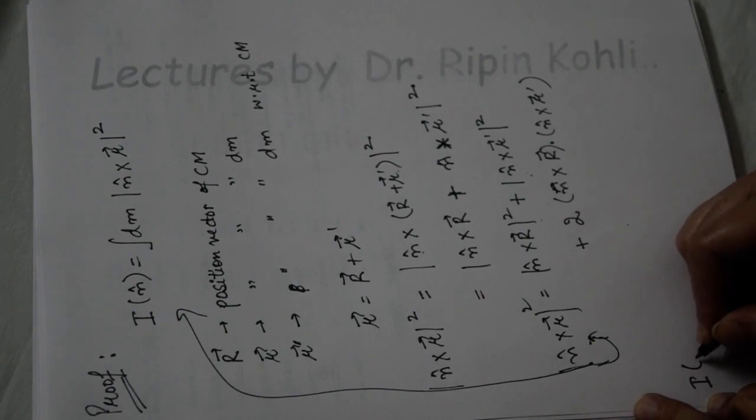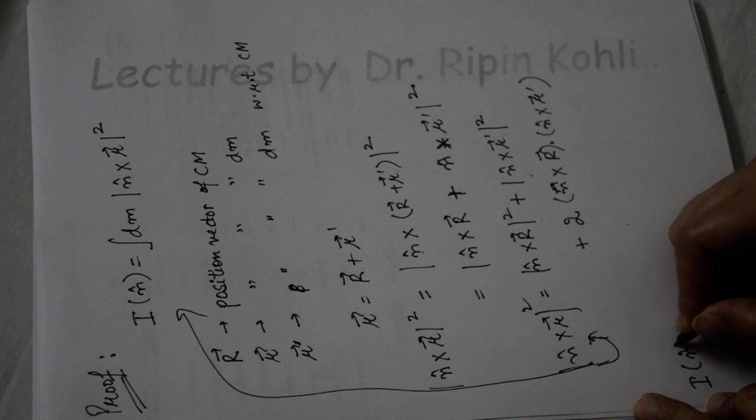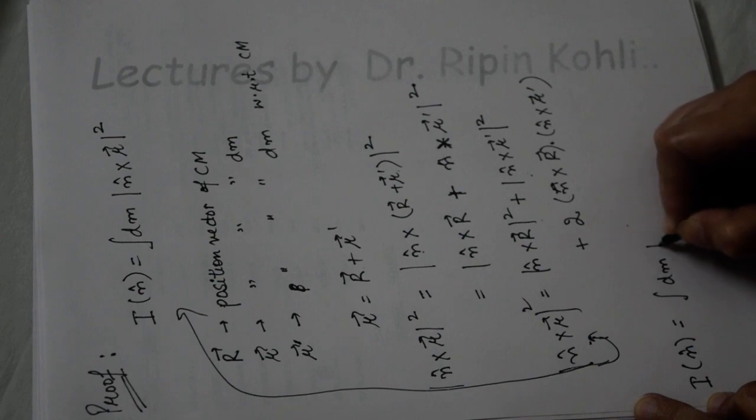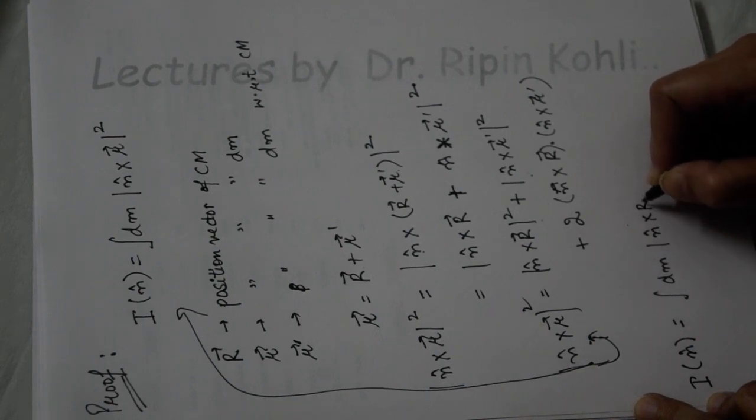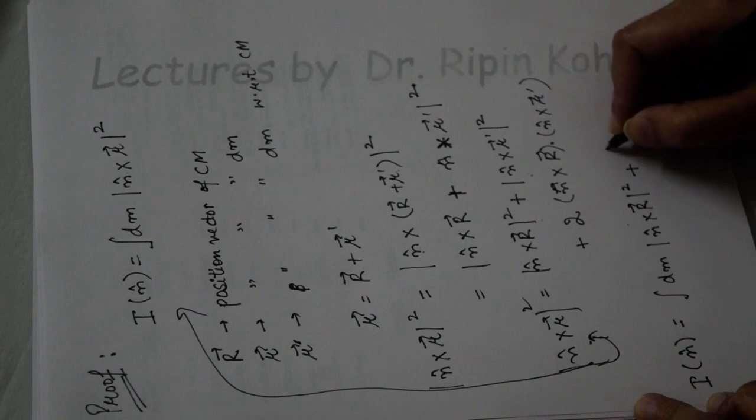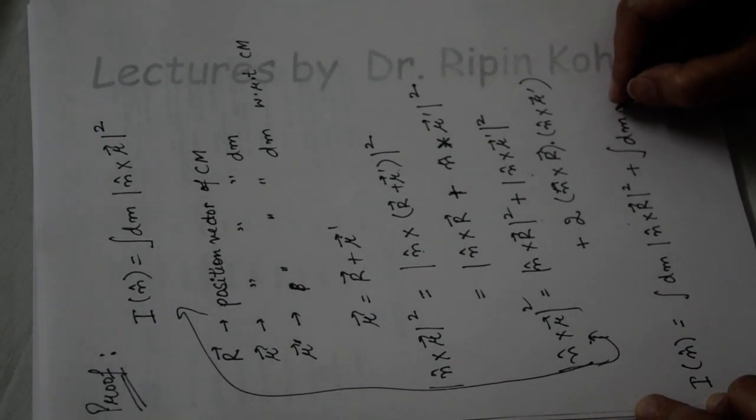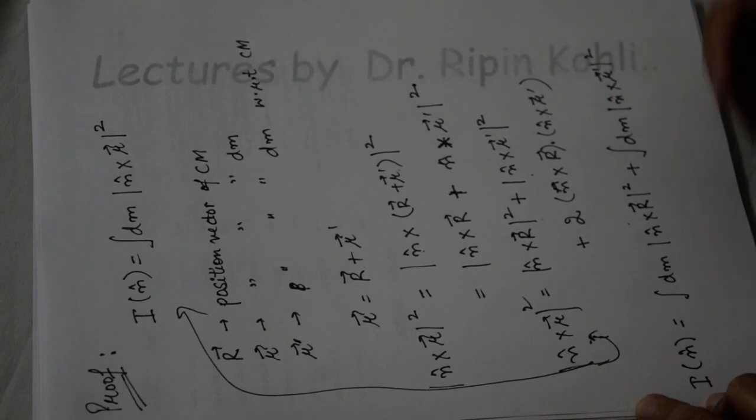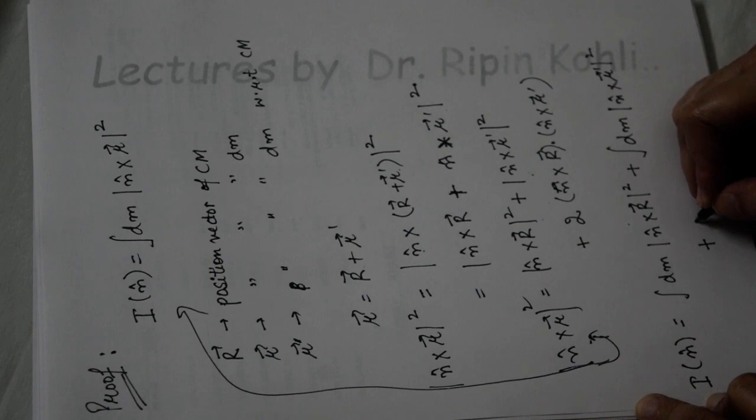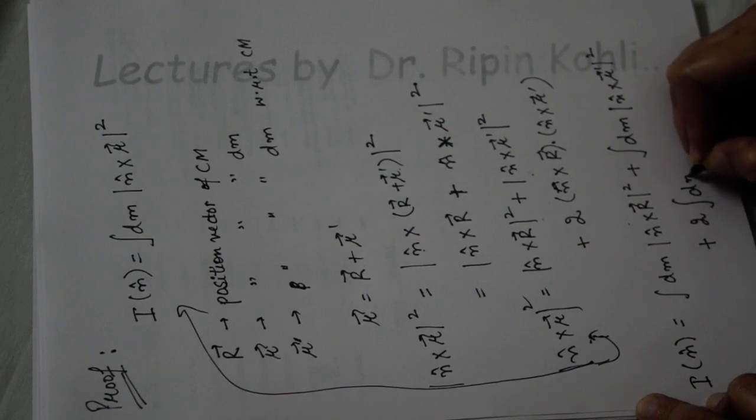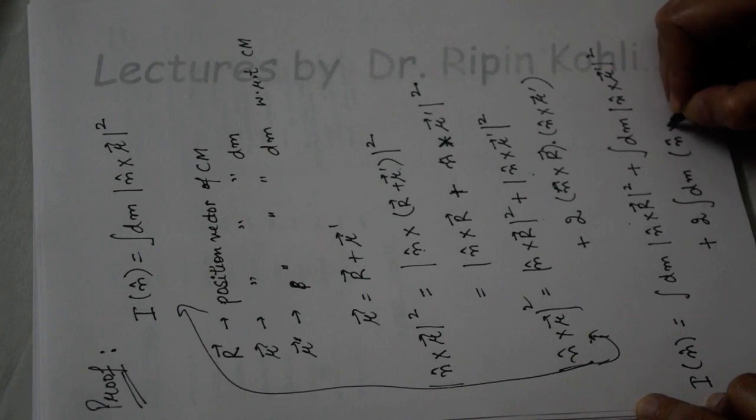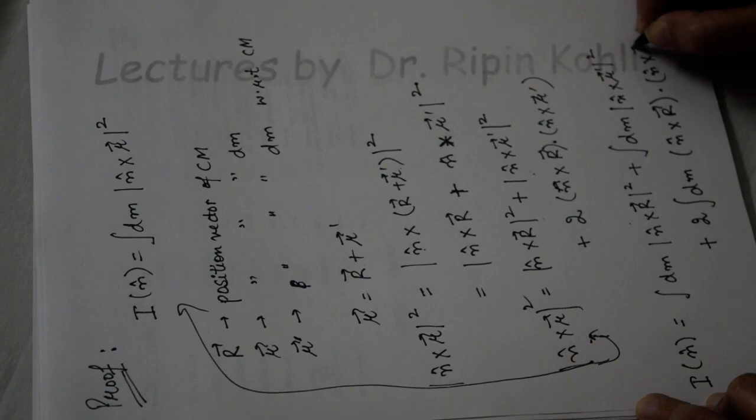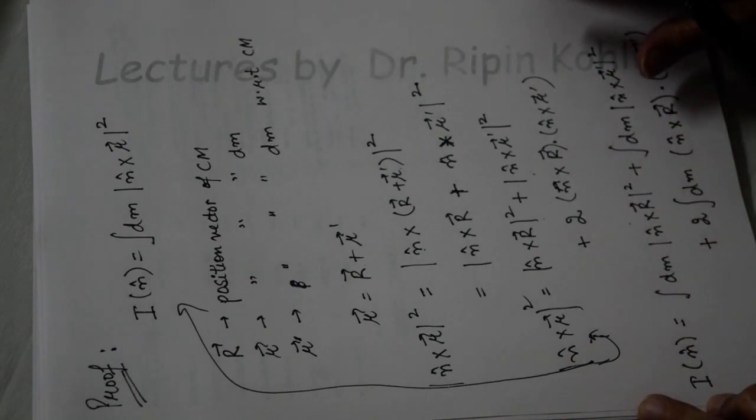I n cap is equal to integration of dm (n cap cross r vector) square plus integration of dm (n cap cross r dash) square plus 2 integration of dm n cap cross r dot n cap cross r dash. I am going to solve this equation.